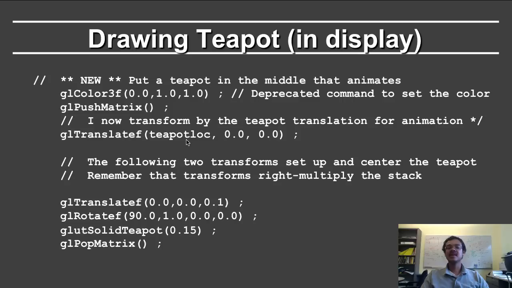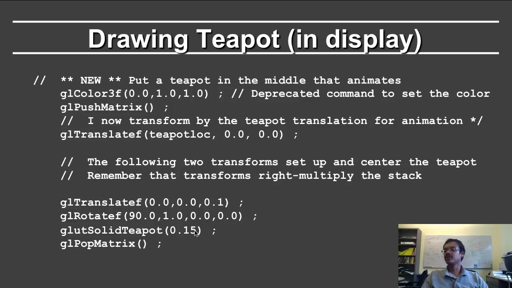Remember that in OpenGL, the last transform in the code is actually the first one that's applied. So you take the teapot, you rotate it by 90 degrees about the x-axis, and then you translate it 0.1 in the z-axis. This is required in order to get it in the right orientation and the right position in the screen. Then we translate it by this teapot location command.